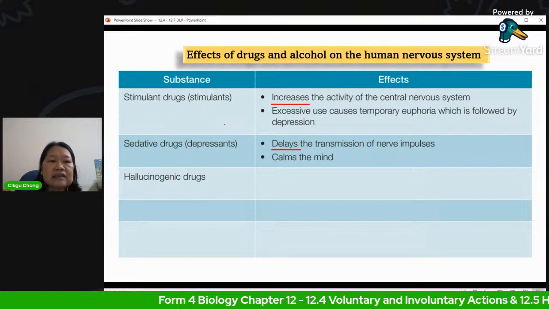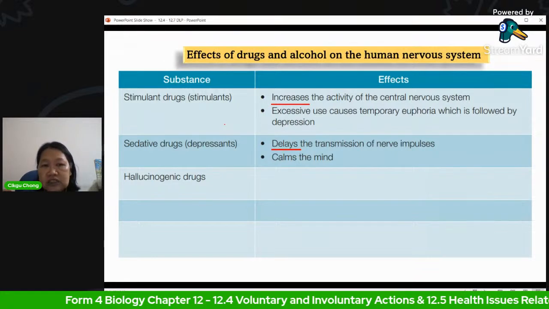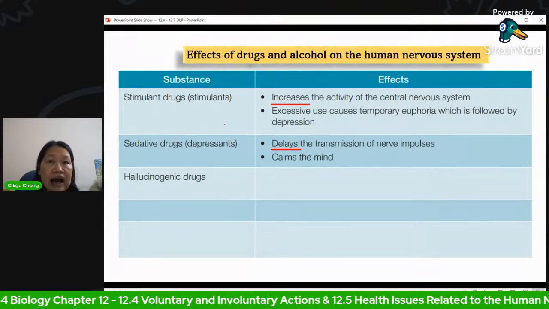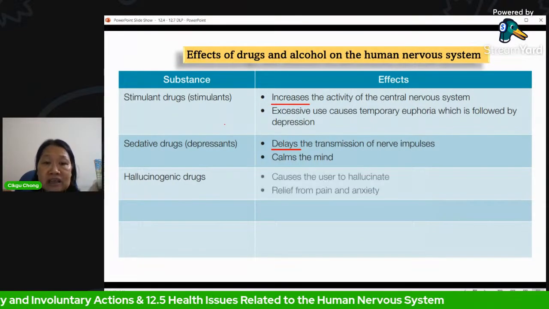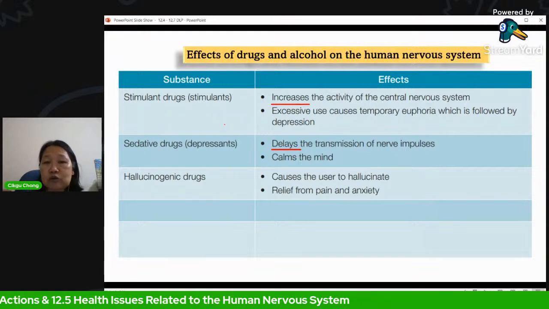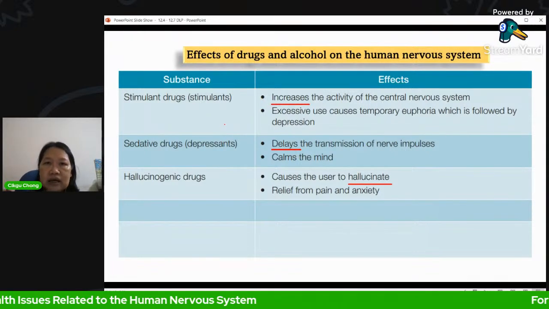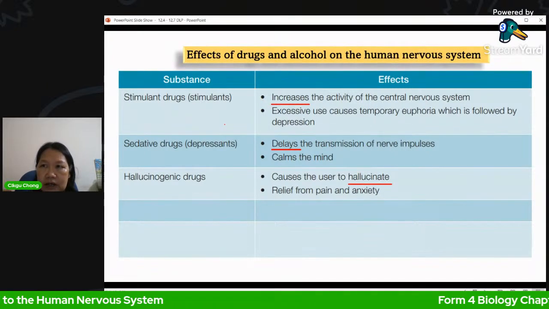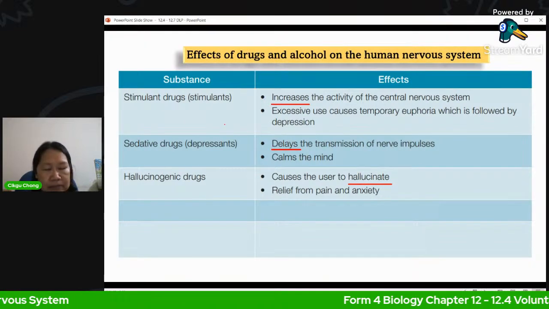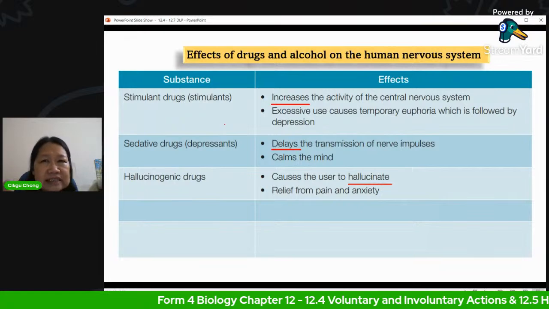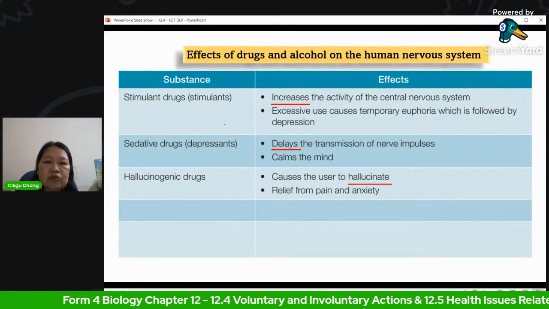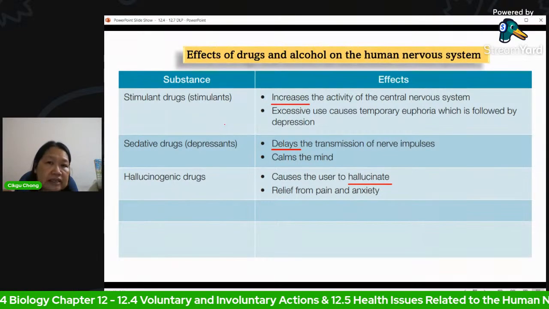Next one, hallucinogenic. Okay, this is hallucinogen. Hallucinogens are drugs that can make you feel high, that can make you see things that are not there, make you hear things that are not there. We call it hallucinate. What do you call it in the end? I can't remember the word. It's like you see things that are not there. You hear sounds, so it's very scary. So it also relieves you from the pain and anxiety.